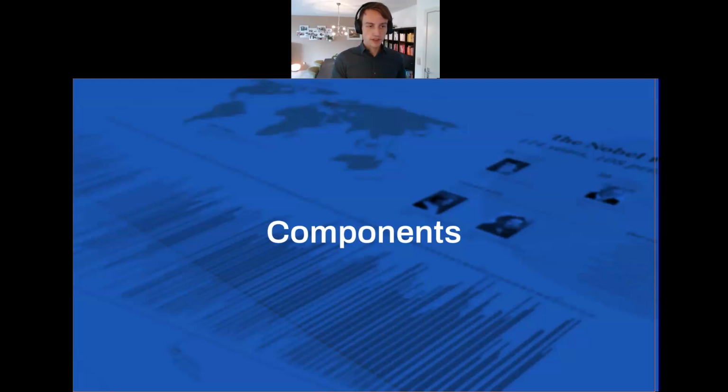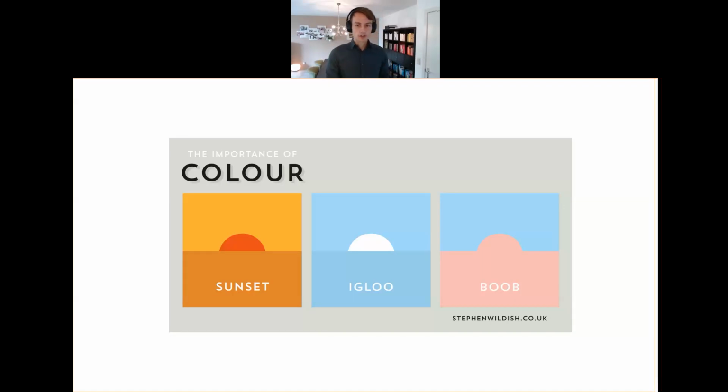So for the components, I want to talk a little bit about color, a little bit about images and illustrations, and a little bit about typography. But mainly about color, because color is so important in creating a good data visualization. And as we have already seen a few times, it also really helps a lot to tell our story or to bring our story to the audience in the way that we want it.